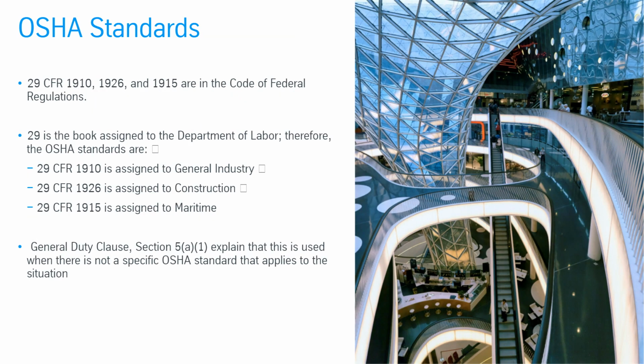29 CFR 1910, 1926, and 1915 are in the Code of Federal Regulations. 29 is the book assigned to the Department of Labor. Therefore, for the OSHA standards, 29 CFR 1910 is assigned to general industry, and 29 CFR 1926 is assigned to construction. General Duty Clause, Section 5(a)(1): this is used when there is not a specific OSHA standard that applies to the situation.